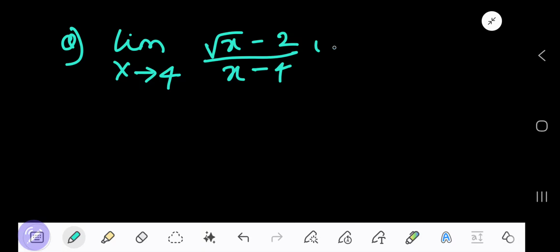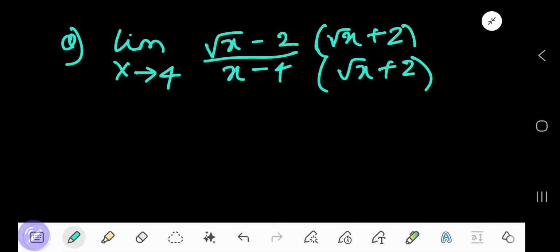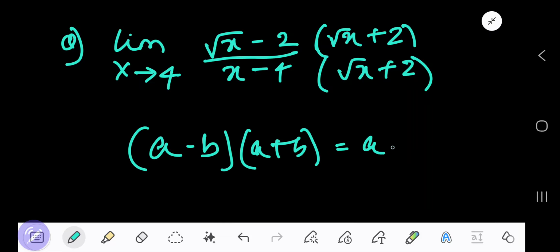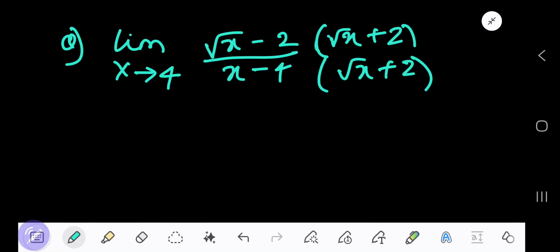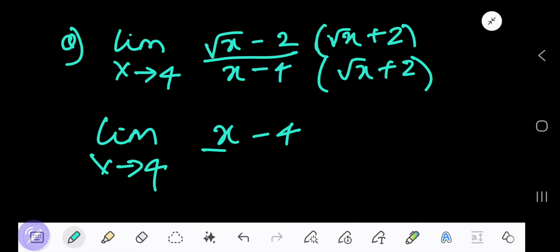So yeah, this is 4. You can multiply by the conjugate on both sides. The conjugate of root x minus 2 is root x plus 2. So on top you can use the algebraic identity a minus b times a plus b equals a squared minus b squared. Over here a is root x and b is 2. So root x squared is just x, and minus 2 squared is 4. Let me just rewrite this limit. And on the bottom we have x minus 4 times root x plus 2.